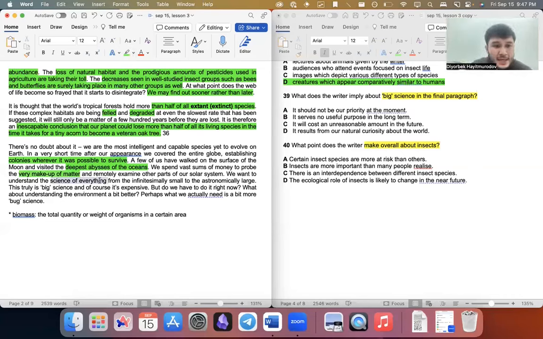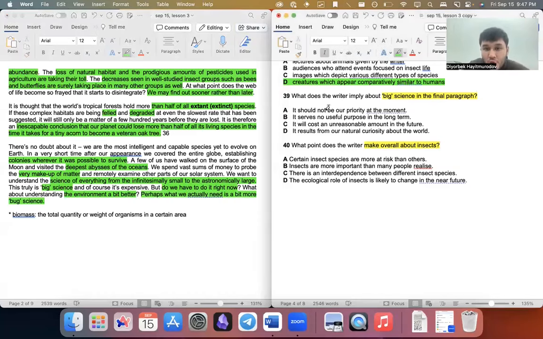We want to understand the science of everything from the infinitesimally small. Infinitesimally small means very small thing, to astronomically large, to anything big. This truly is big science. This is indeed a big science. And of course it's expensive, but do we have to do it all right now? Do we have to do all of them right now? What about understanding the environment a bit better? Perhaps what we actually need is a bit of bug science. Do you remember what a bug is? Bug is insect science. Well, the author is saying it very cleverly, with flair, with panache, so with style. What does the writer imply about bug science and big science in the final paragraph?